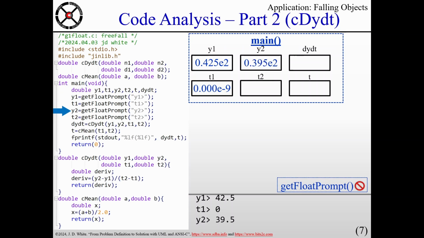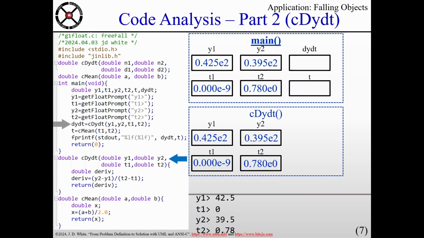Y2, 39.5, stores into this container. And then T2 stored it into this container. So we have now things in our different containers. Now I called the function dy dt. So this dy dt calculates dy dt. I gave it these four numbers. 42.5 was put into its container. 39.5, 0, and 0.78 were all put into these containers.